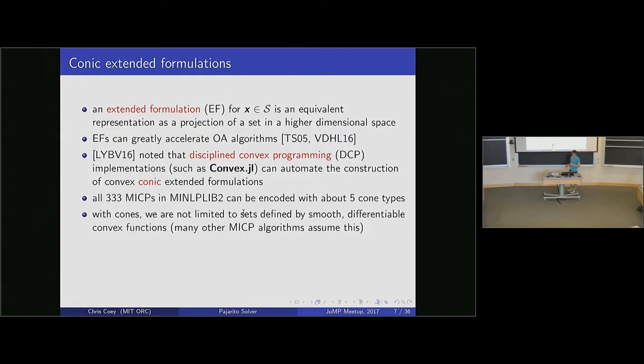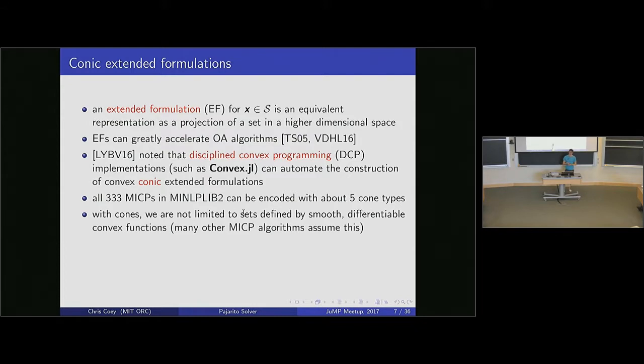Okay, very briefly, that's a naive algorithm. We can improve it by using extended formulations. And Miles, in a paper last year, and collaborators looked at using disciplined convex programming to automate conic extended formulations for these problems. And that allows us to greatly accelerate outer approximation.